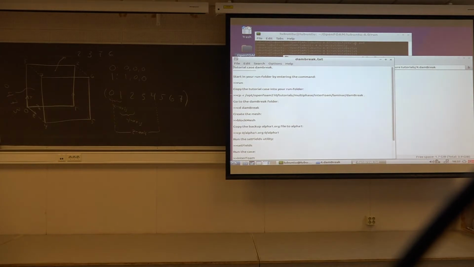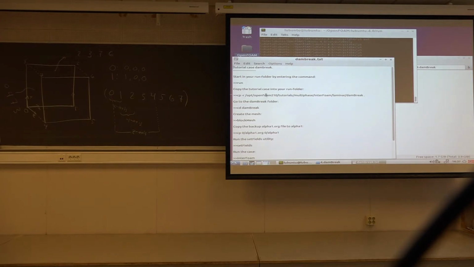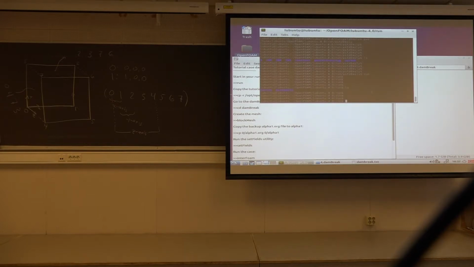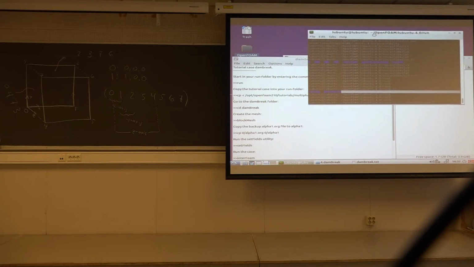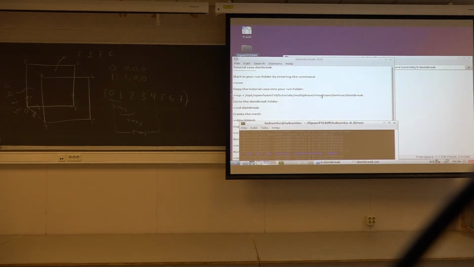Here we go. So these recipes, they are not entirely correct. They are based on an older version of OpenFOAM, so don't pay too much attention to the details in it. Start by copying this test case, this tutorial, and it should be located under multiphase and then interFOAM.